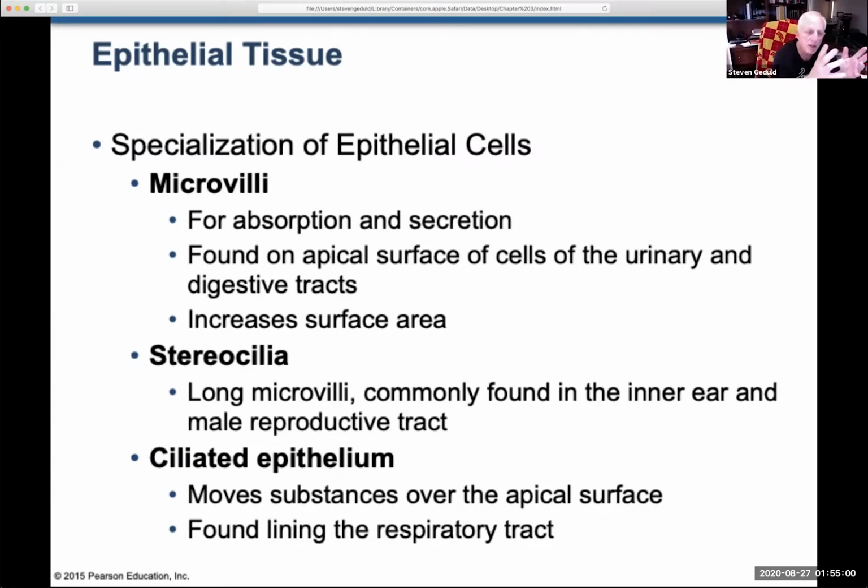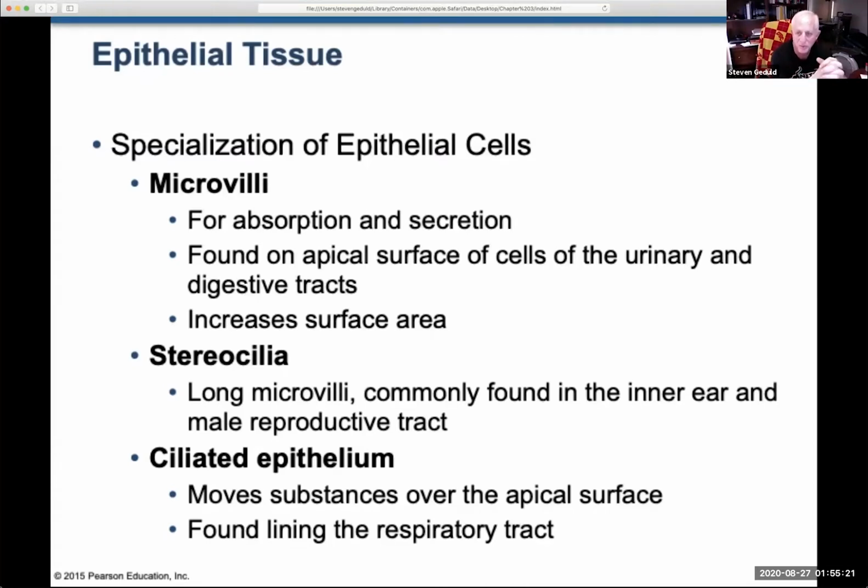Stereocilia are long microvilli. They're found in the inner ear and male reproductive tract. Ciliated epithelium moves substances over the apical surface, and it's found in the respiratory tract. That's your ciliated epithelium. Remember we talked about that, where they beat in one direction. They constantly move pathogens and everything else in the mucus on out.